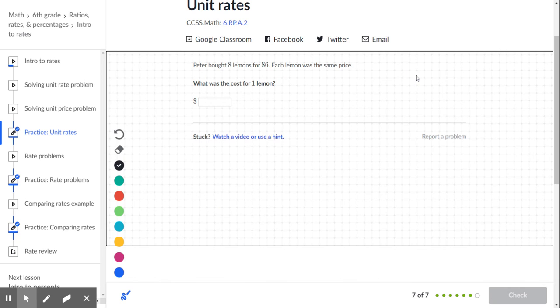Last one, they want to know what is the cost of one lemon if 8 lemons cost $6. So let's find the cost per lemon. I have $6 and I spent it on 8 lemons. The word per means to divide. So let's see what 6 divided by 8 is.